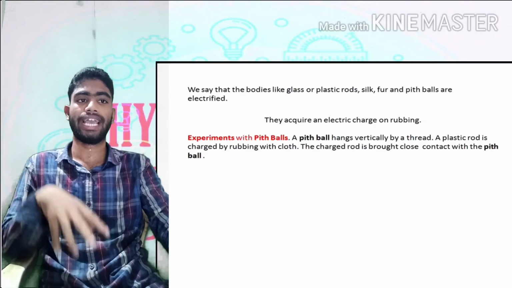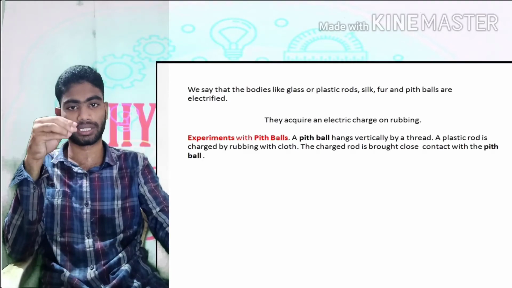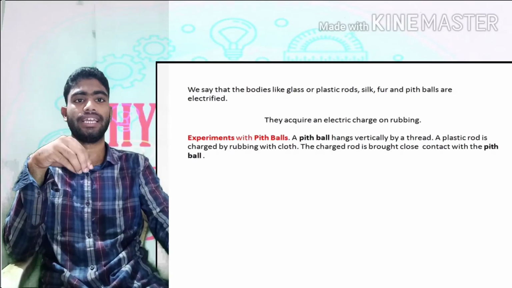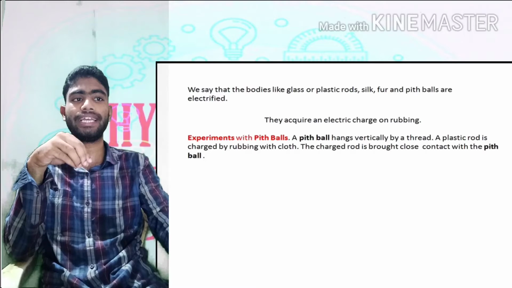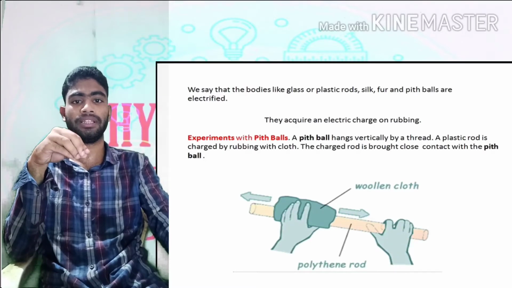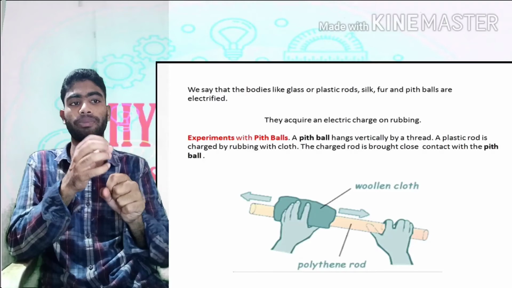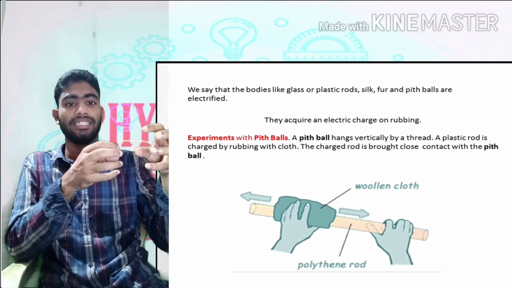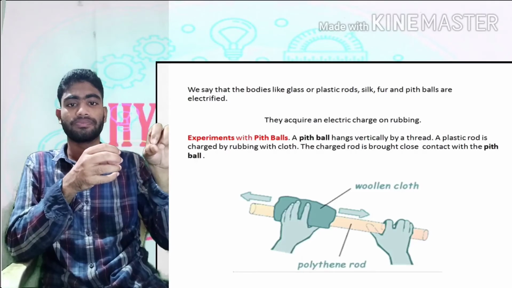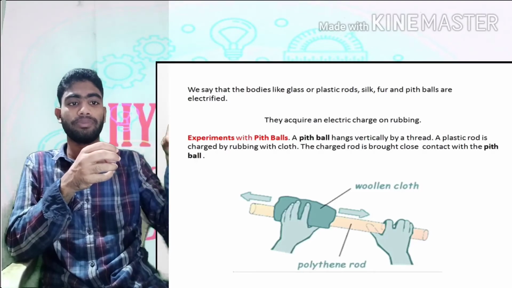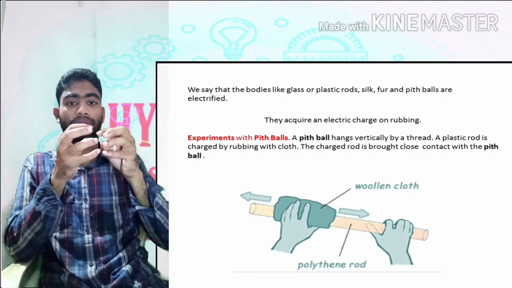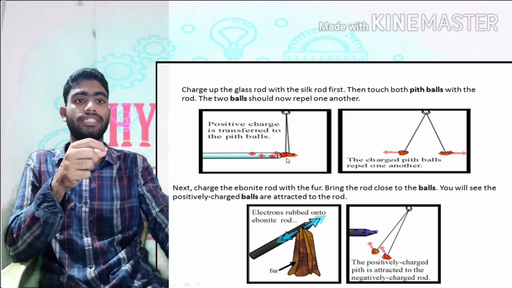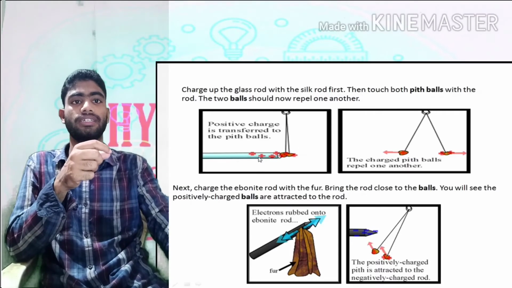A pith ball hangs vertically by a thread. Just hang a pith ball vertically by a thread, and bring a charged plastic rod. First rub the rod with a woolen cloth, then it will get charged, and then after charging this rod, bring this charged rod near the pith ball. I will show you. Just look at this figure.